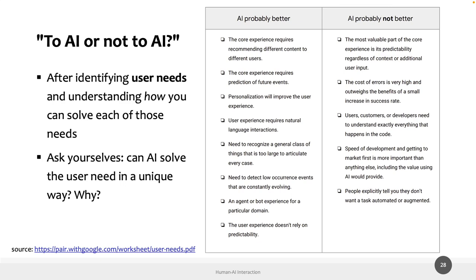So for example, when the most valuable part of the core experience is its predictability, regardless of context or additional user input. So when same input means same output, in this case, probably it's better not to have AI. Or when the cost of errors is very high. Or for example, when people explicitly tell you that they don't want a task automated or augmented. Okay, so with this kind of guidelines and tables, we can reason on our systems before designing them to select the right technology.